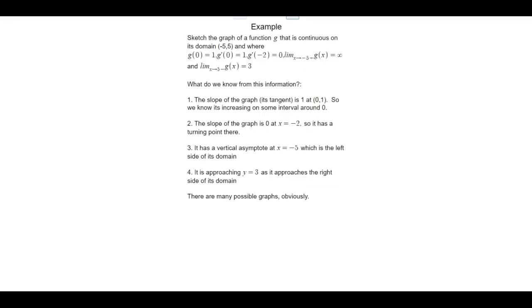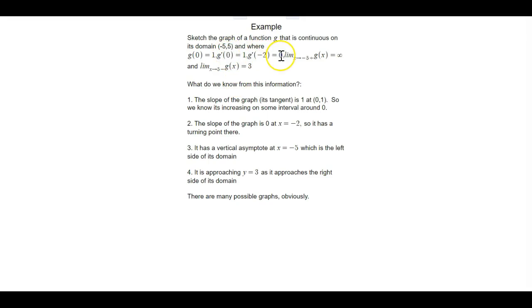So here's an example from a homework problem. Sketch the graph of a function that's continuous on the domain -5, 5, and where you have these conditions. So you have g of 0 is 1. That's giving you that the point 0, 1 is on the graph. G prime of 0 is 1. So this is telling you that at 0, the slope of the graph is 1 in some interval around 0.